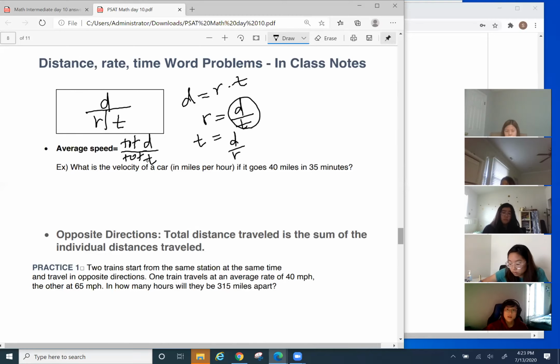Okay. Example question. What's the velocity or speed of the car in miles per hour if it goes 40 miles in 35 minutes? So you can do the conversion or anything you want. Can you guys try?